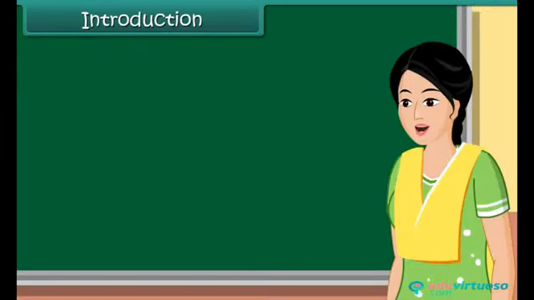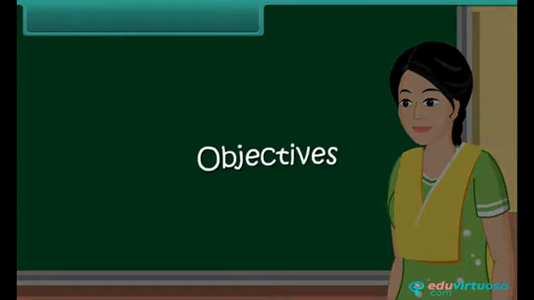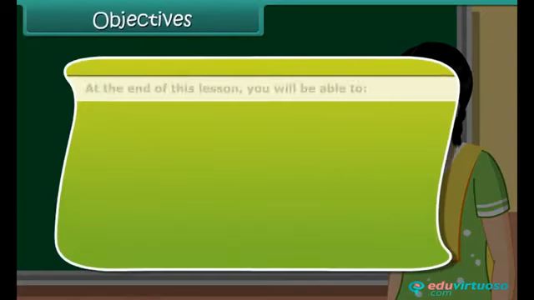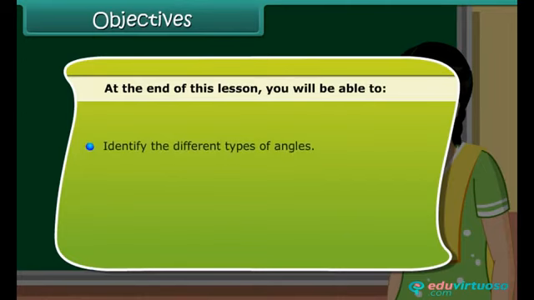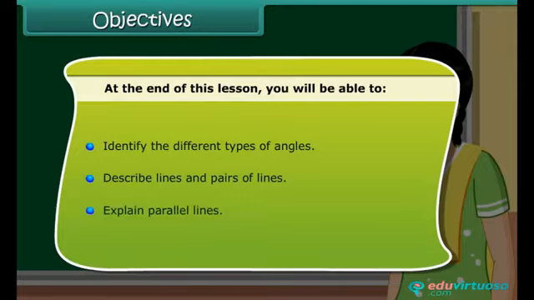Well, we will learn about lines, rays and angles today. Children, in this lesson we will learn about the angles and the types of angles. We will also learn about lines, pairs of lines and parallel lines. Objectives. At the end of this lesson, you will be able to identify the different types of angles, describe lines and pairs of lines, explain parallel lines.